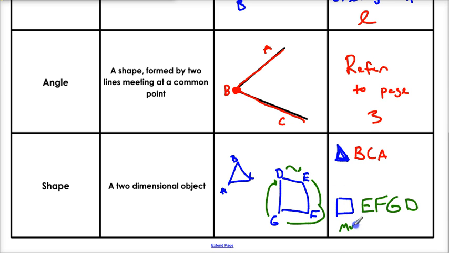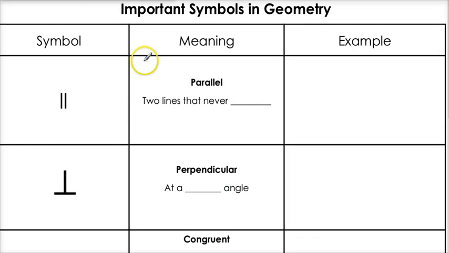I'm going to put that there. Must go in order. All right. So if I called this square EFDG, that would be wrong. Must go and count it in order. Got it? Good. All right.